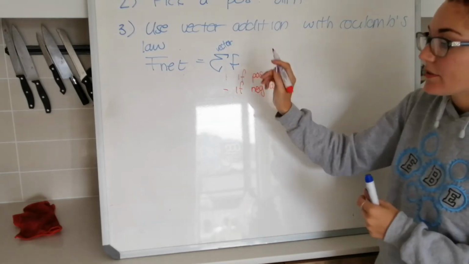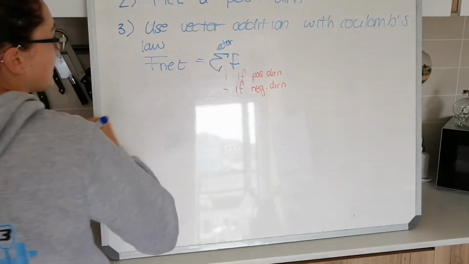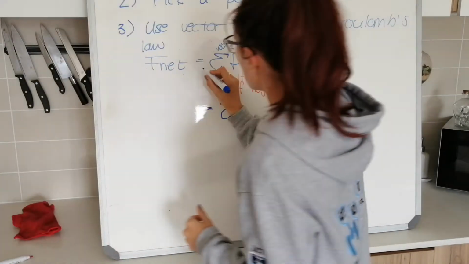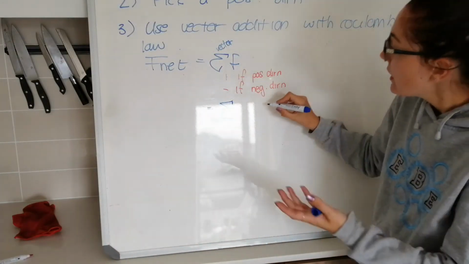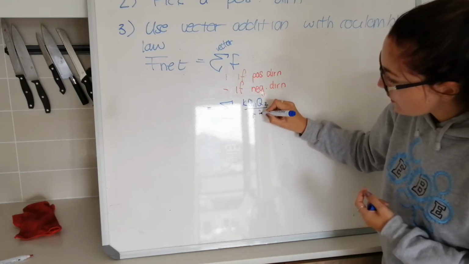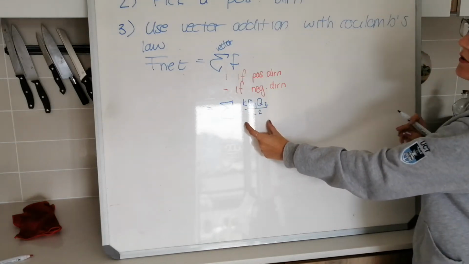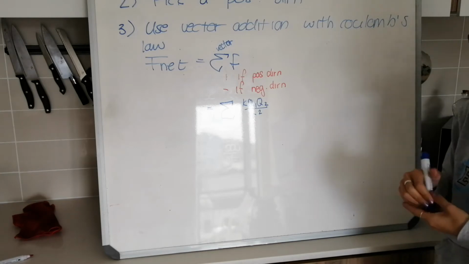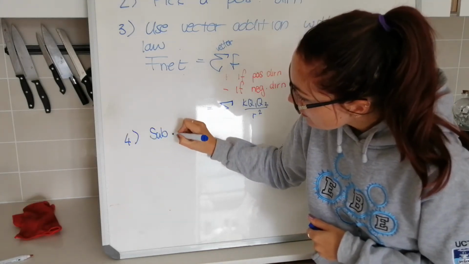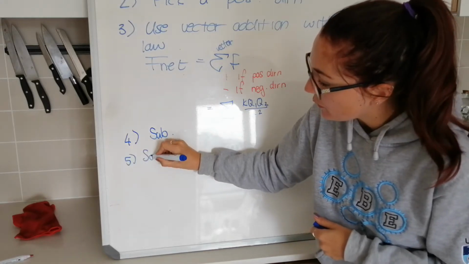And you don't just leave it like that. You would then expand so that you are using Coulomb's law. So this would be expanded to the sum of k Q1 Q2 over r squared, and you do that for each of them. And then, second last step, you sub in your values. And step 5, you solve for the unknown.